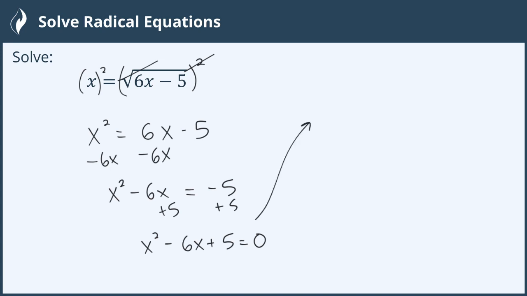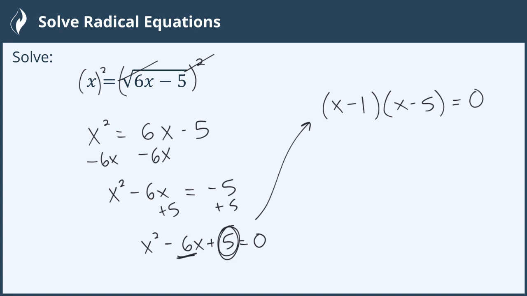So I'm going to come up here and say, okay, well, since a is 1, our number in front of x squared is 1, we need two numbers that multiply to be a positive 5 that add to be a negative 6. And those two numbers will be a negative 1 and a negative 5, because negative 1 times negative 5 gives us this positive 5, and then negative 1 plus negative 5 gives us this negative 6.